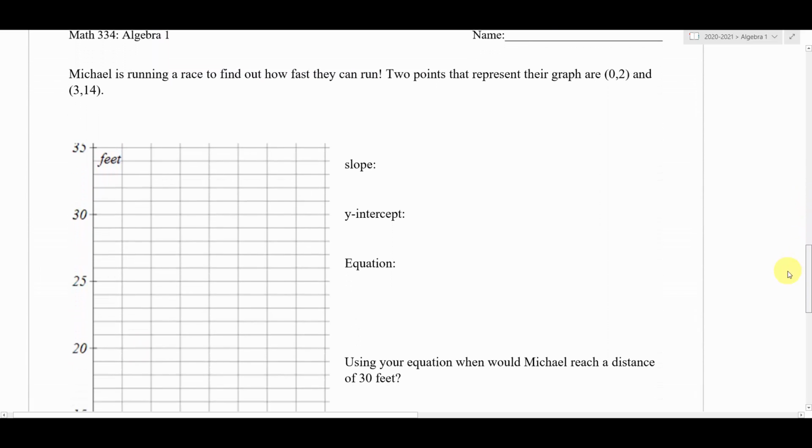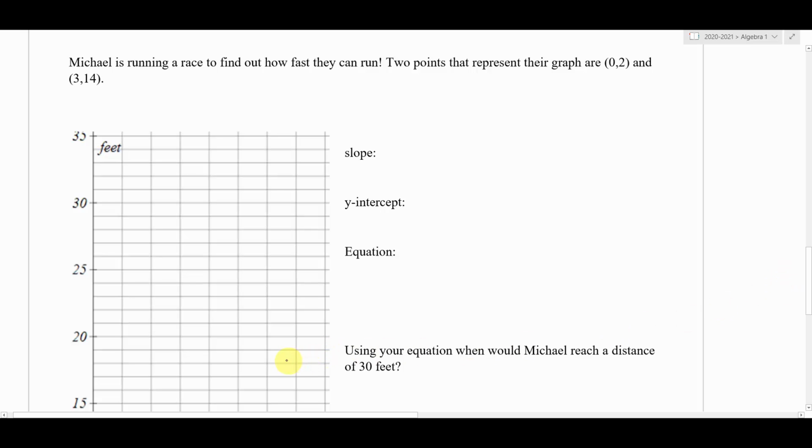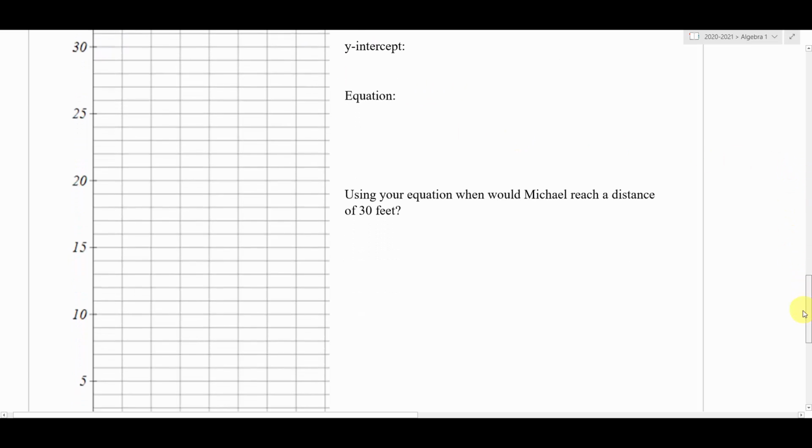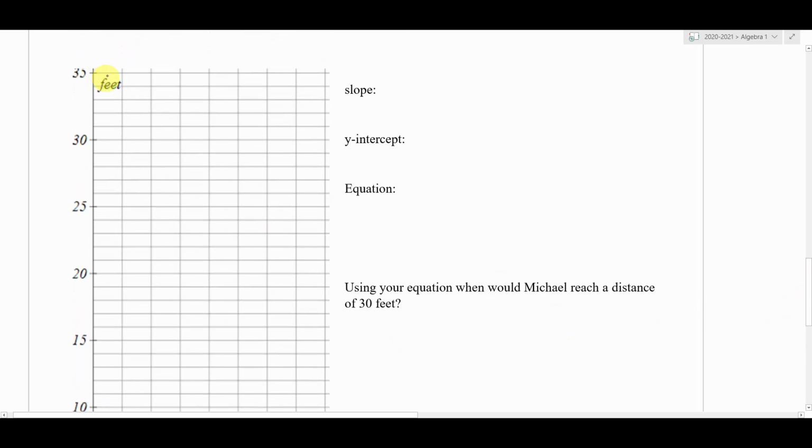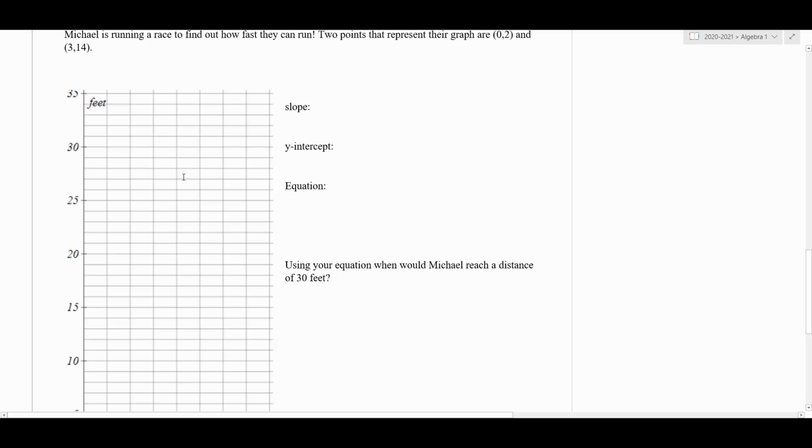So turning it into a scenario is not too hard. We just have to apply a little context to it. Michael is running a race to find out how fast they can run. 2 points that represent their graph are 0, 2, and 3, 14. Looking at the graph they provided, it looks like the x variable is representing time in seconds, and the y variable is representing distance in feet. I'm going to zoom out just a little bit here.